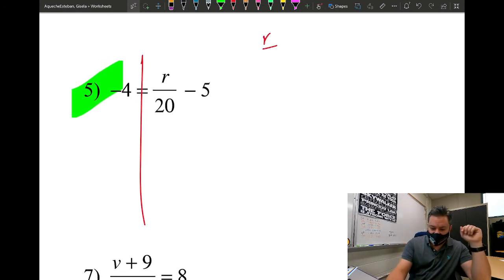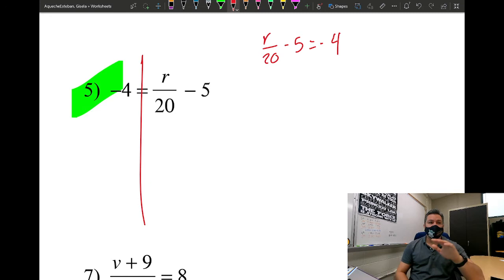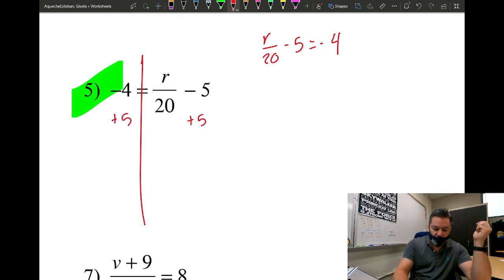This is r over 20 minus 5 equals negative 4. Those two things are exactly the same thing. If you want to rewrite them, make sure you keep the signs where they are. But I'm going to work it the same way. So again, the first thing I got to do, get rid of the 5. I'm going to add 5 on both sides. Right? That's the first step.